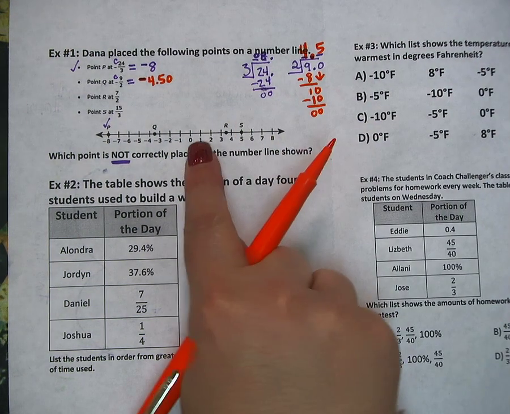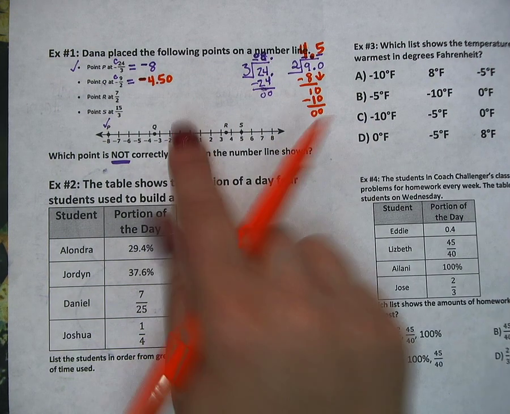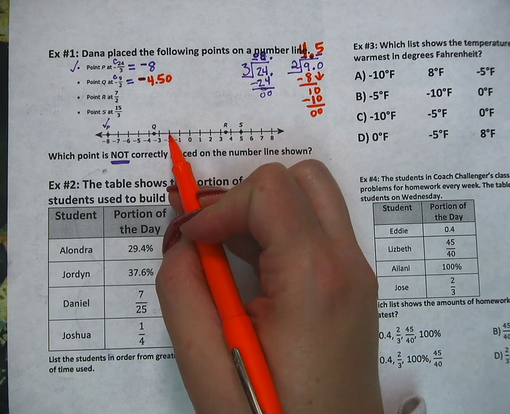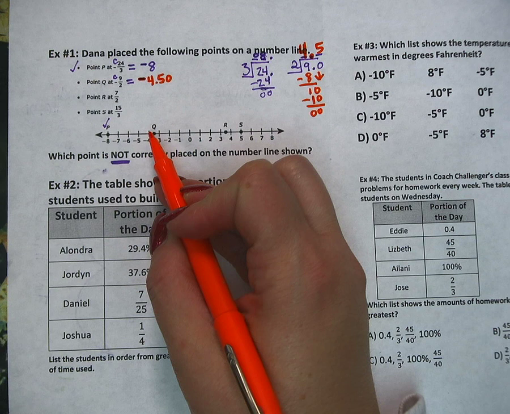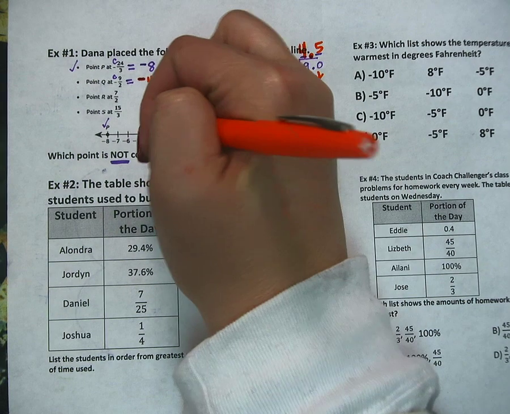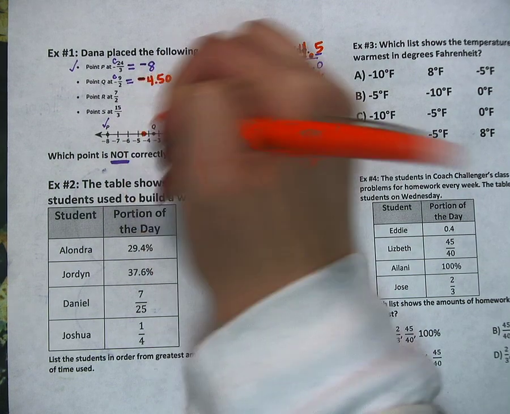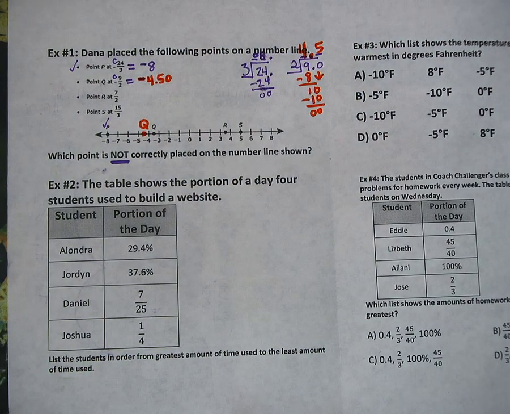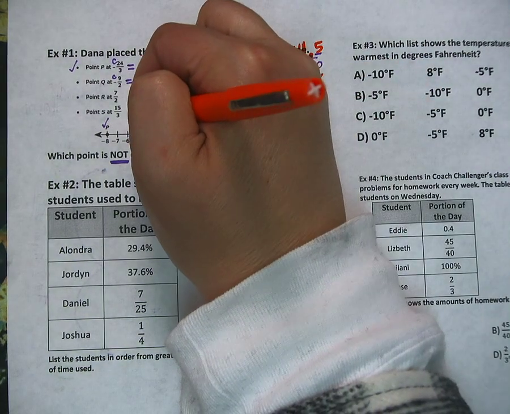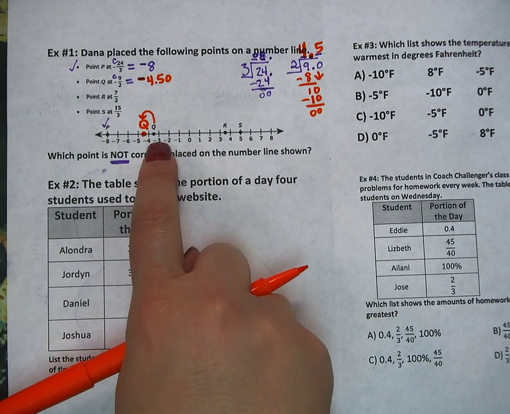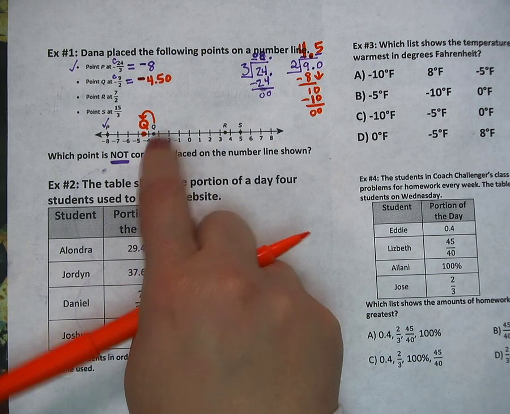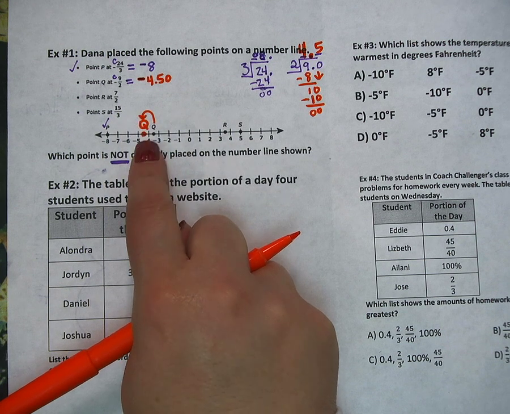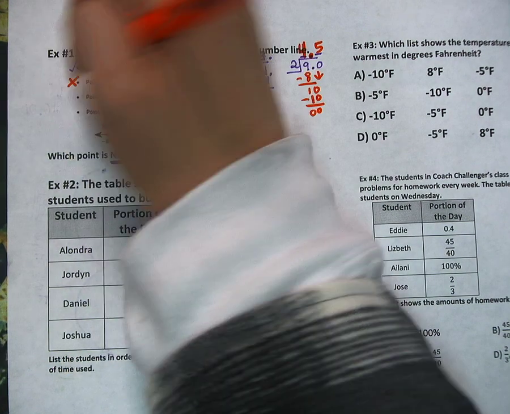So again, I'm just going to start at 0. And because it's negative, I'm going to count backwards. So I have -1, -2, -3, -4, and then 450 would be just a little bit more than 4. So point Q should actually be here, because right now it's between 3 and 4, which is 350. But we know 450 is between $4 and $5. So point Q is in the wrong spot.